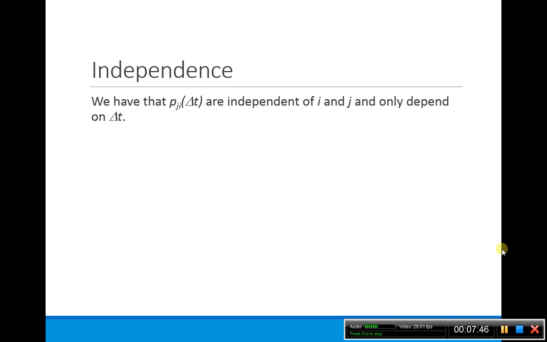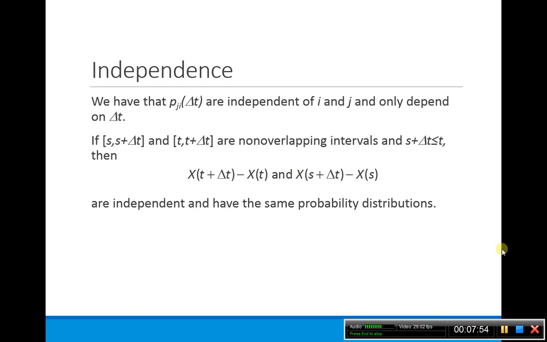Okay, so here we have independence. The p_ji of delta t are independent of i and j, and it only depends upon delta t. If you have two non-overlapping intervals, and you look at X of t plus delta t minus X of t, and the interval from s to s plus delta t, these two non-overlapping intervals both differ by delta t. They're both independent, but they have the same distributions. So these are two totally different intervals, but they have the same distributions because you're only looking at what happens in a time frame of delta t.